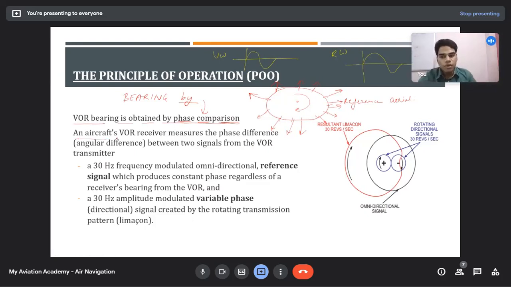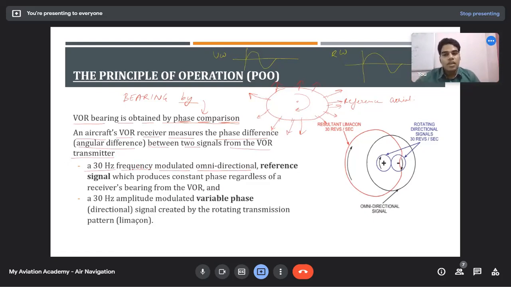Okay, an aircraft's VOR receiver measures the phase difference or the angular difference between two signals from the VOR transmitter. So one signal is from the reference wave, the second is from the variable wave. A 30 Hertz frequency modulated omnidirectional. Now, what is frequency modulated? Modulation is what? It is presenting information on your carrier wave, right? If you present information, that is when you will be able to hear, because of the human ability to hear within the frequency band. So this one is frequency modulated. That means that its frequency has been changed so that a person could hear this.